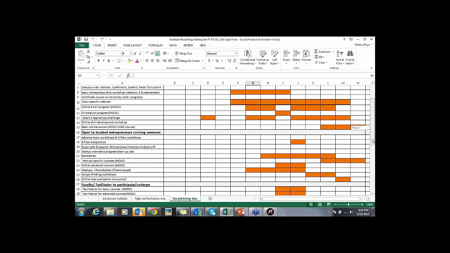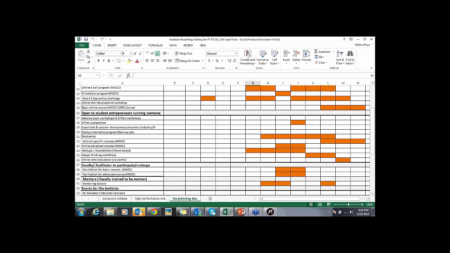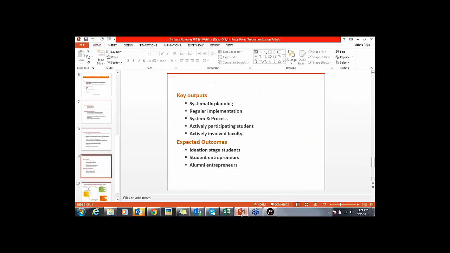If you have any doubts, please reach back to us and we'll be happy to share anything with you. Now, what are the key outputs we are looking at after all of this? We are looking at systematic planning, regular implementation of programs, not randomly, sporadically doing events and activities. There should be a system and a process to the way you're running your show.